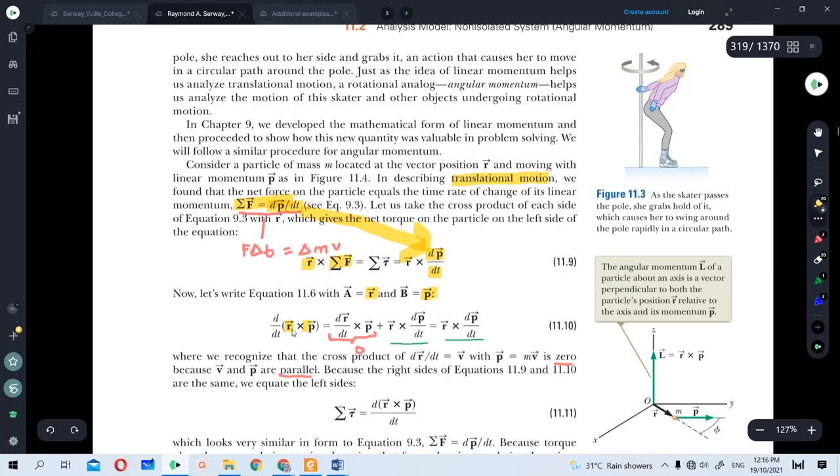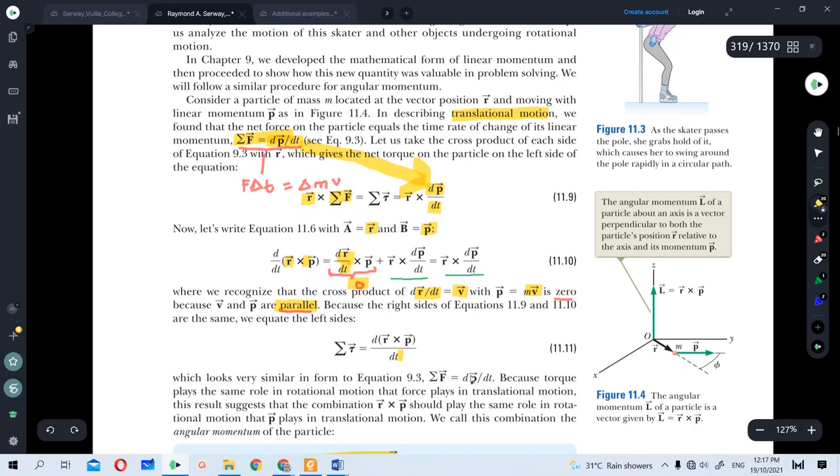It's interesting to note that this is a cross product. Since dr over dt is actually v, and p is actually mv, they are occurring parallel to one another. Because it's parallel, the cross product of this expression becomes 0. So what is left is only r times delta p over delta t. In short, we find that r cross product with delta p over delta t has a similar expression to delta p over delta t.